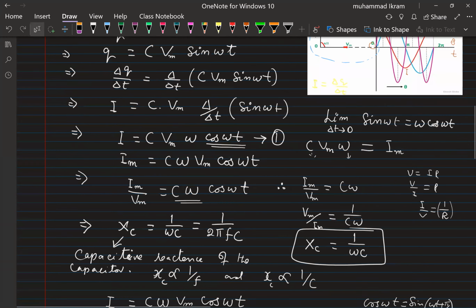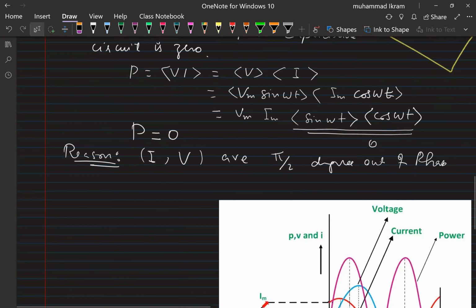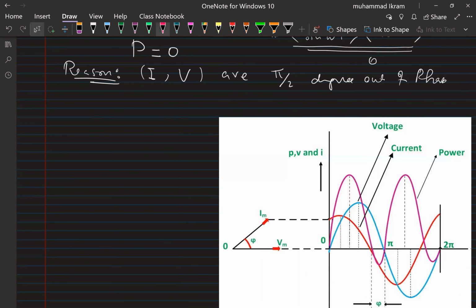For example, let me demonstrate these things to you right over here in a simple way. Look at the graph. If we just see this graph of V, here at this point for the AC waveform, the current is 0.